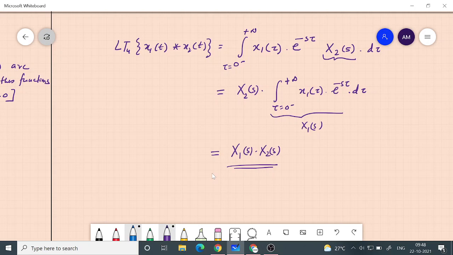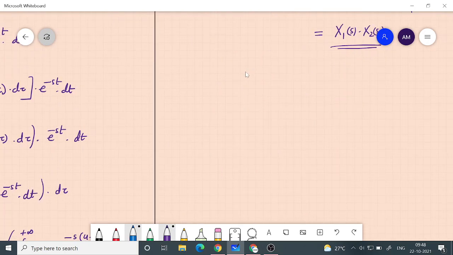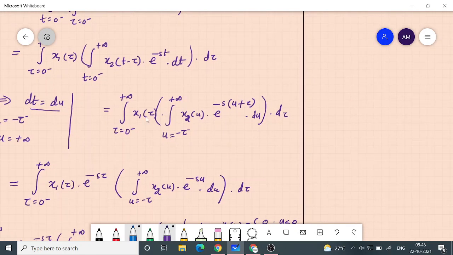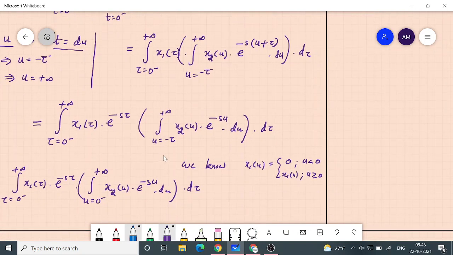If it was not a causal signal, then we would not be able to write this like this. We cannot make this minus tau limit 0. The reason we are able to do that is because x1 of t as well as x2 of t were 0 for the argument less than 0. For negative values of the argument, its value is 0.